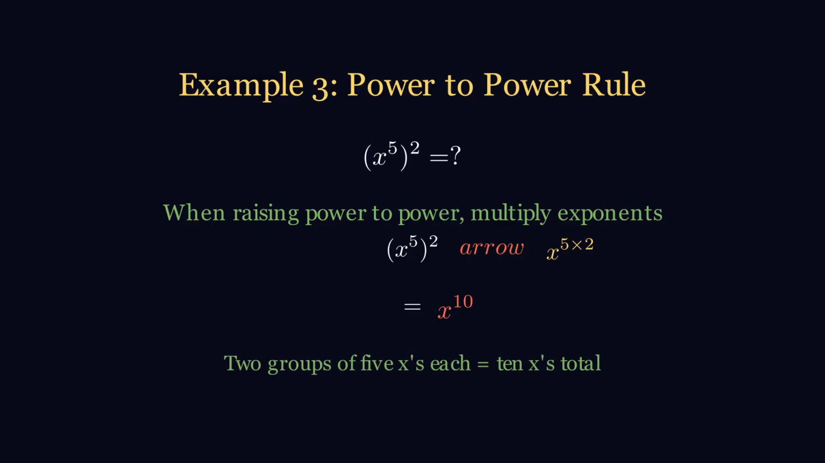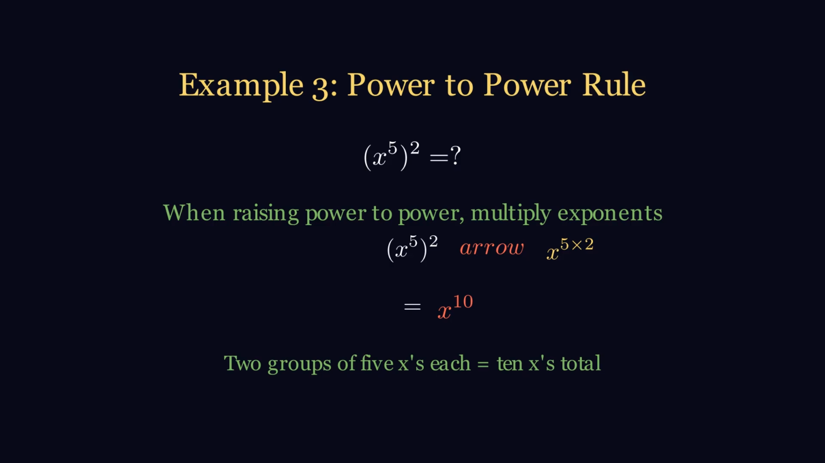Let's think about why this rule works. X to the 5th raised to the 2nd power means we're multiplying two groups of x to the 5th. Each x to the 5th represents 5 x variables multiplied together. When we have two groups of 5 x variables each, that's a total of 10 x variables. Therefore, our final answer is x to the 10th power.